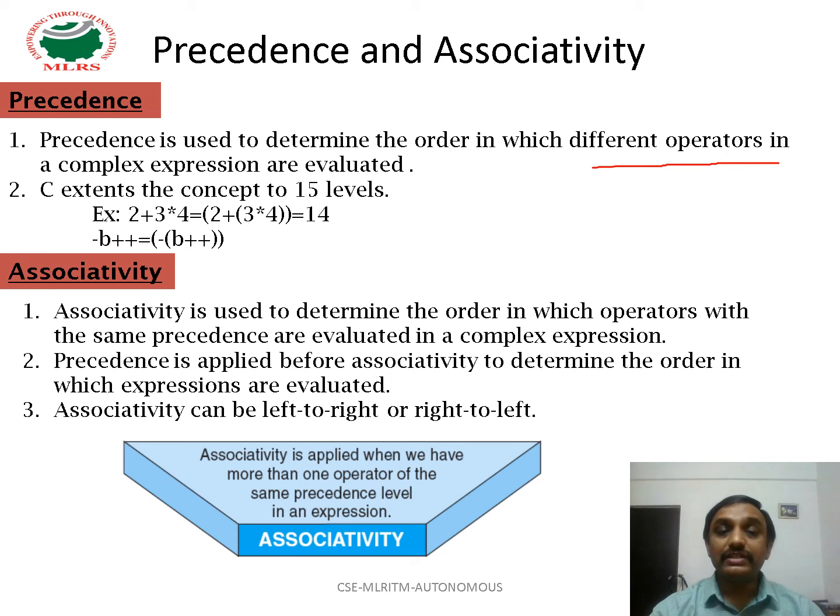Next one. What is the use of associativity? So here in an expression, if two operators are present, both have same precedence. In that case, which is to be evaluated first? Which is to be performed first? That decision is taken by using associativity rules. So the associativity can be left to right associativity or right to left associativity. Now we will take the precedence table and associativity table.